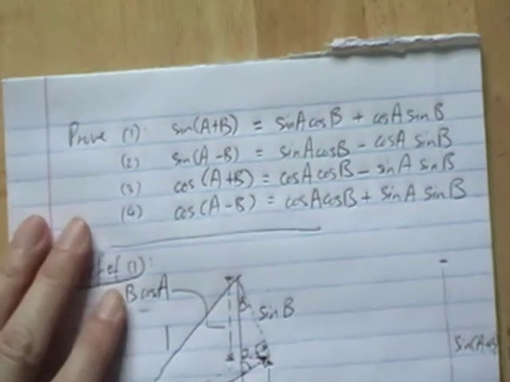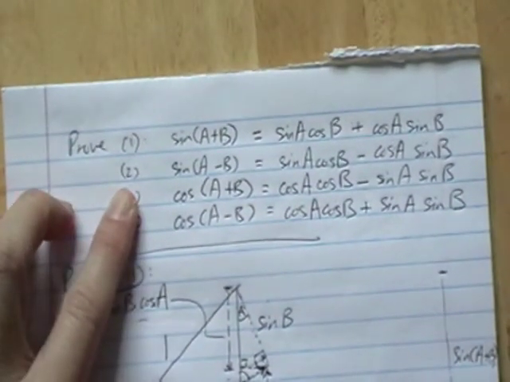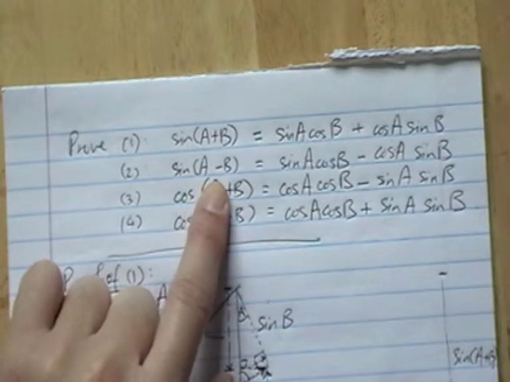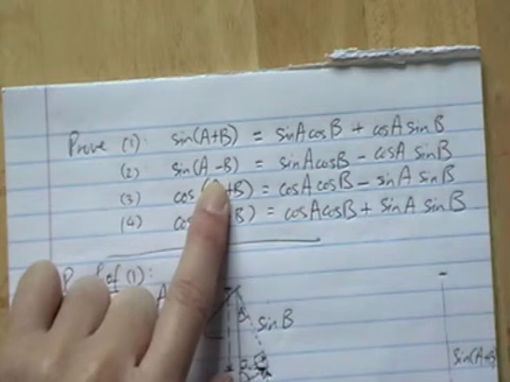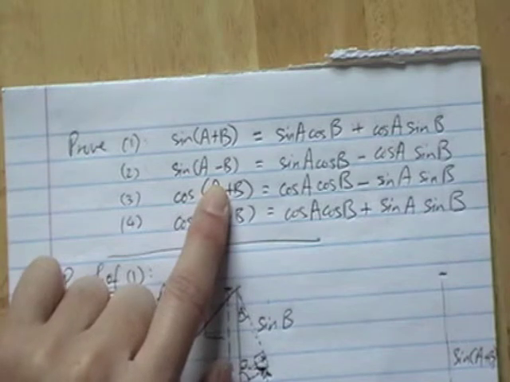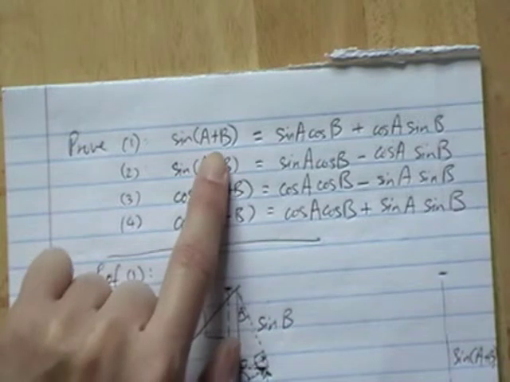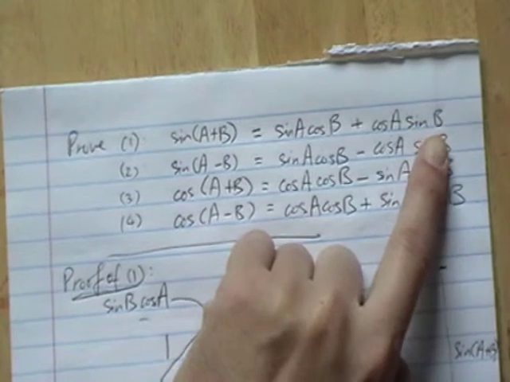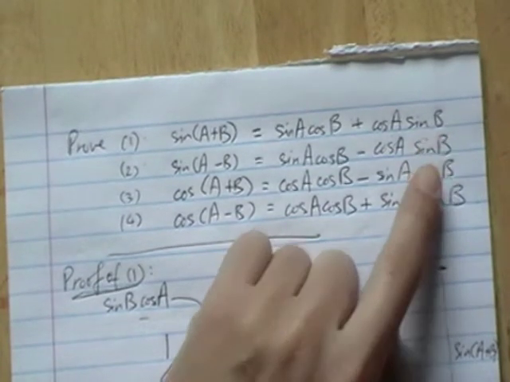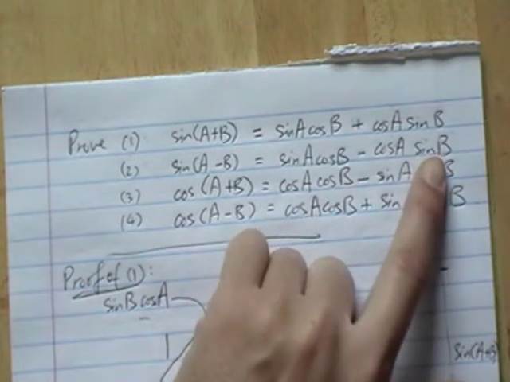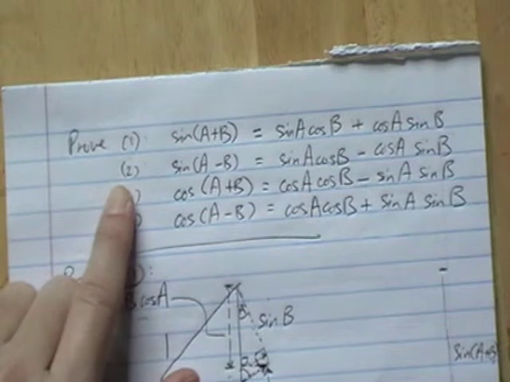Moving on to the next identity, we see that the difference is a change in sign. I have a minus B here instead of the plus there. And one way to try is to simply replace all the b's in the first identity by minus b, and see if we can arrange it to give the result in number 2.